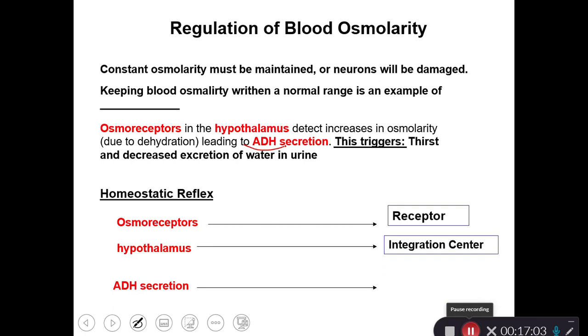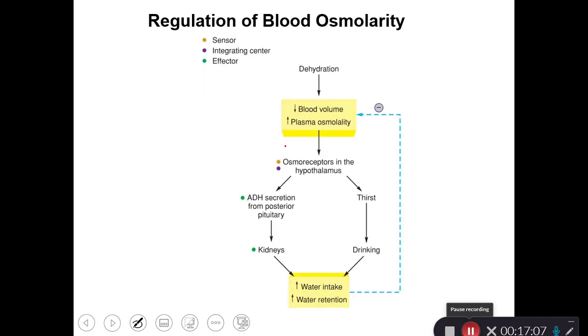Then the antidiuretic hormone is the effector that gets your osmolarity back to normal. So here, if you have dehydration, your plasma osmolarity increases. You are taking away water. What would happen is that antidiuretic hormone is going to be produced and it's going to prevent urination. So water retention in the blood increases.